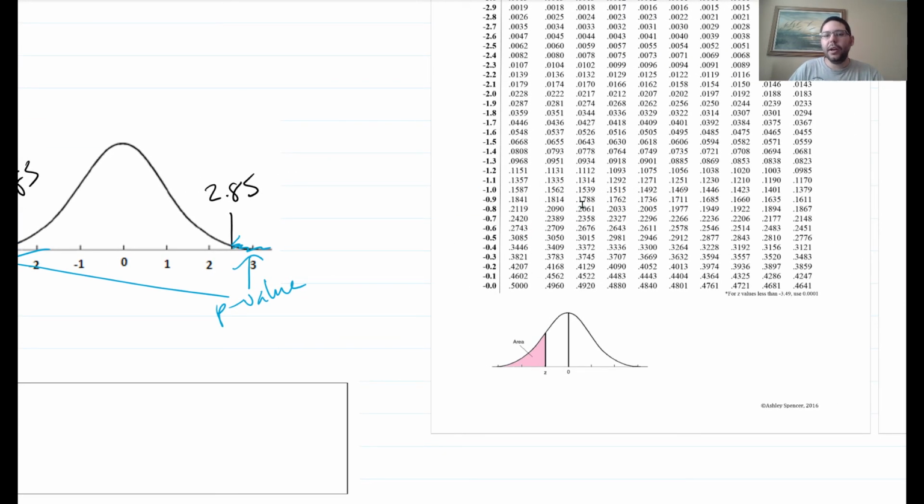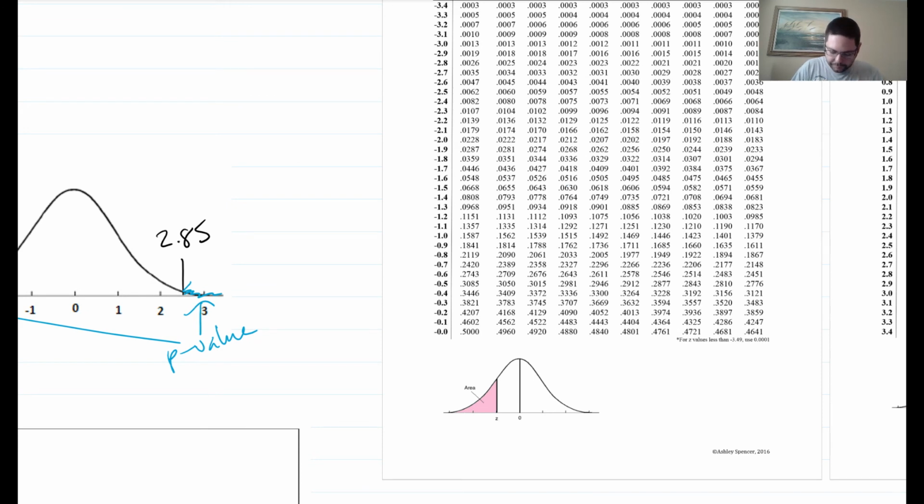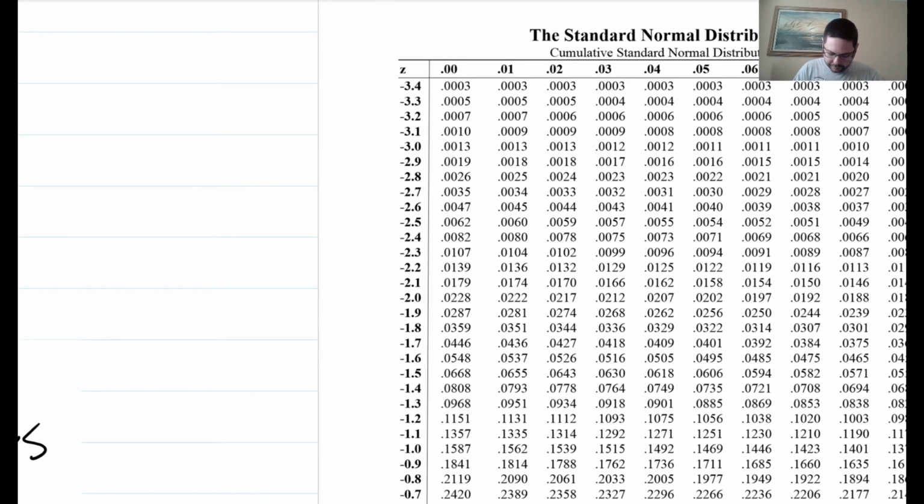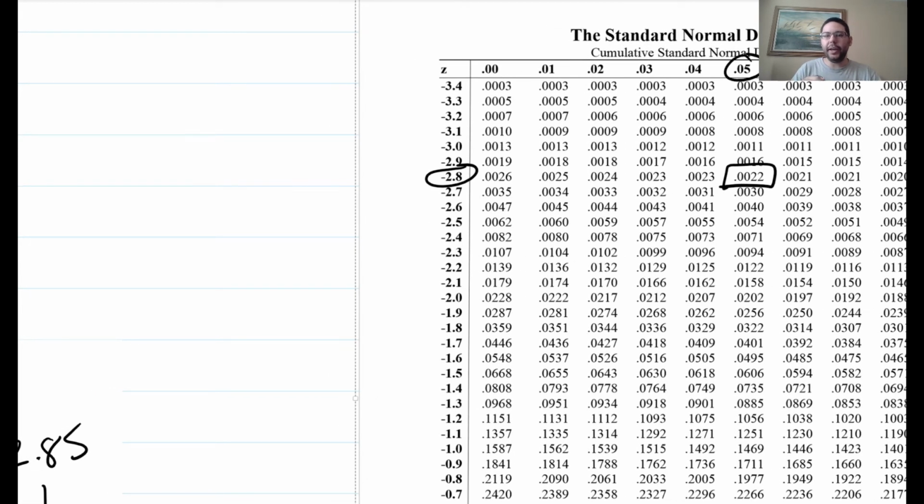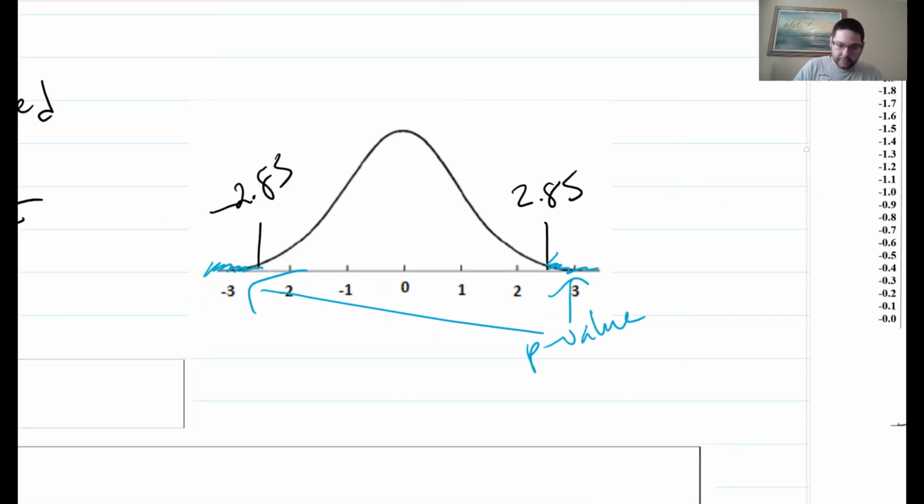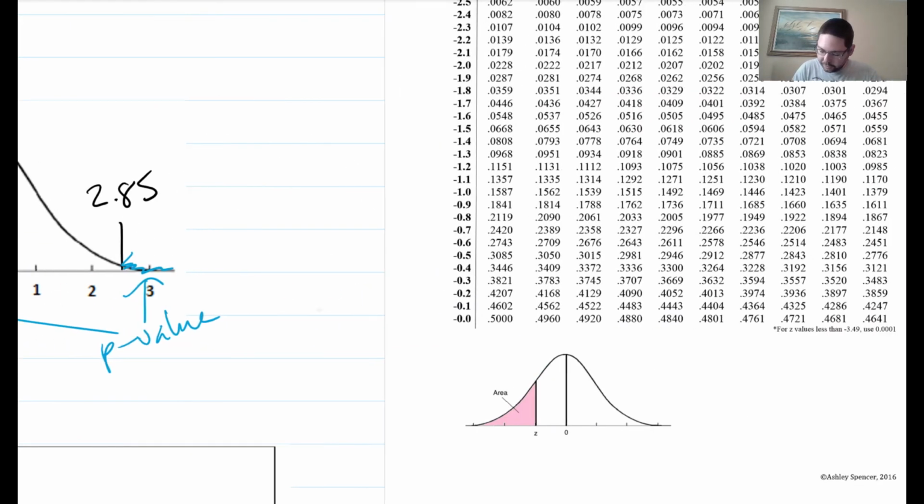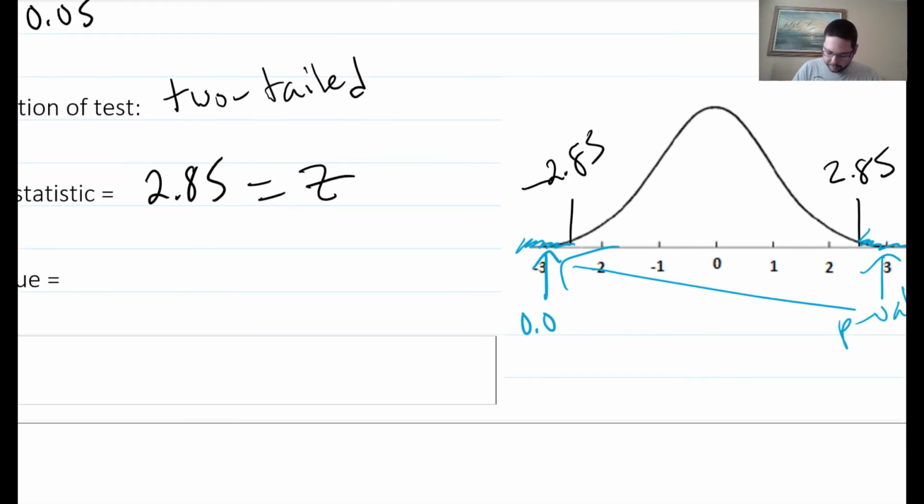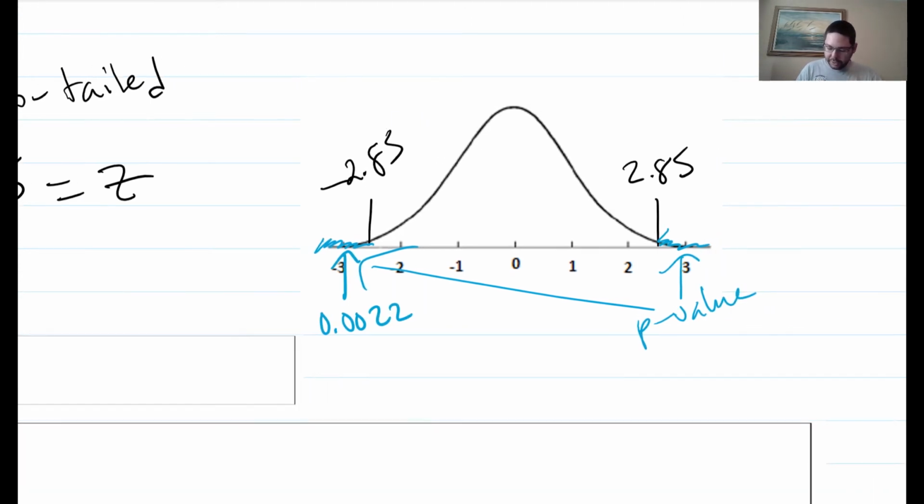So let's look up negative 2.85. Let's see here, negative 2.85. So that looks like an area of 0.0022. So that's the area on the left side. That's also the area on the right side, right? So I'm going to label that. So this area is 0.0022, yeah, two zeros. But that also means that this area is also 0.0022.